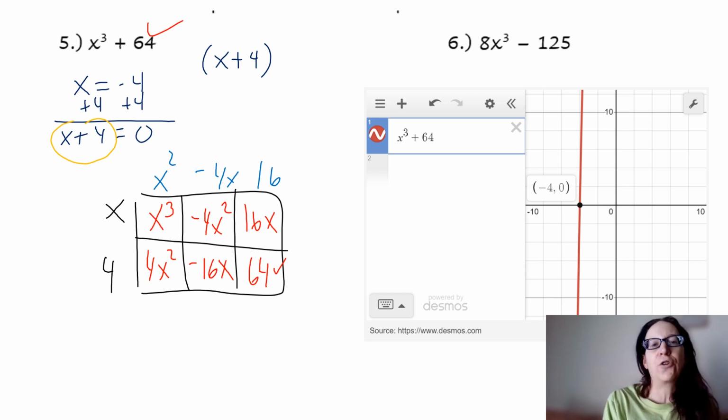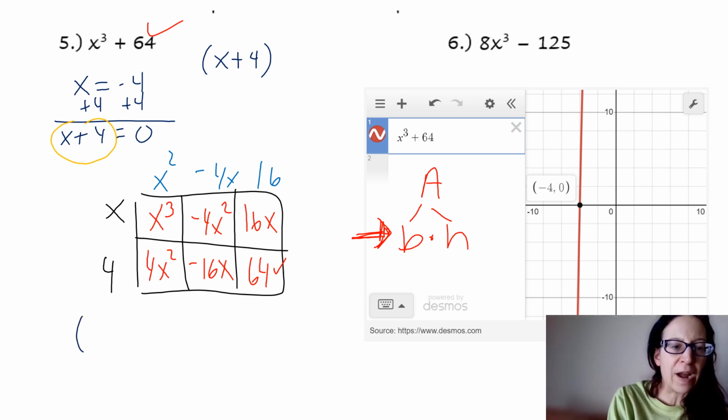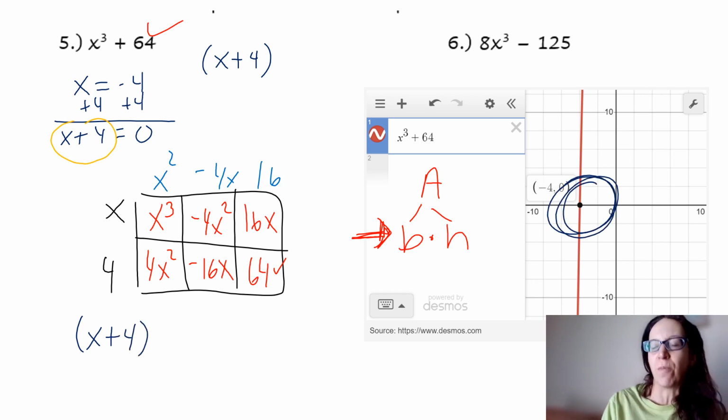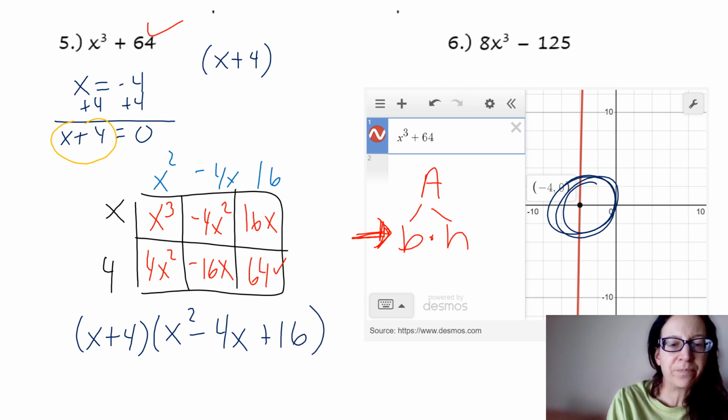Now that is not your final answer. Remember that the directions for these are to factor. If you think about it, you've got your area and it factors into the base times the height, so your final answer needs to be in the form of factors. It can't be sitting there on that model. For your final answer, you would say one of the factors is x plus 4, and we got that from the graph. We're basically using that to find one of the factors. The other factor is going to be the width of that rectangle, which is x squared minus 4x plus 16.